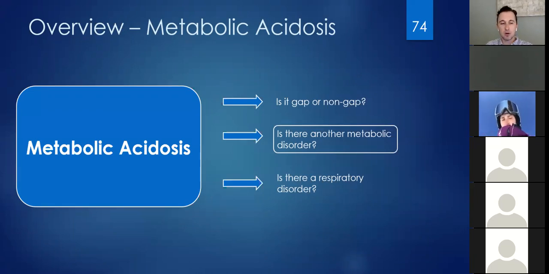All right, so like I said, you've got 3 questions to ask for your metabolic acidosis. We've talked about, is it gap or non-gap? The next question you have to ask is, is there another metabolic disorder?